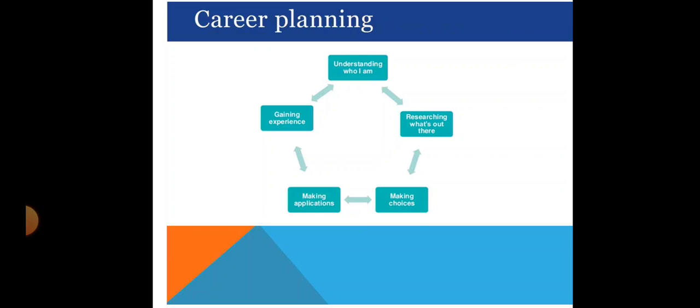Understanding who I am, then researching what's out there, then making choices, then making applications and gaining experience. This must be your career plan for further studies.